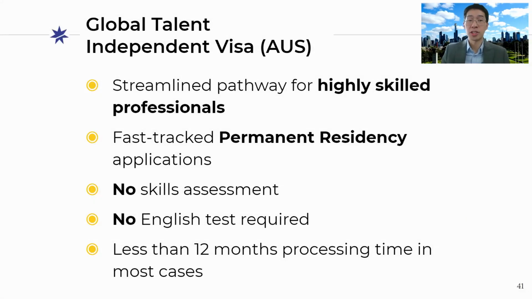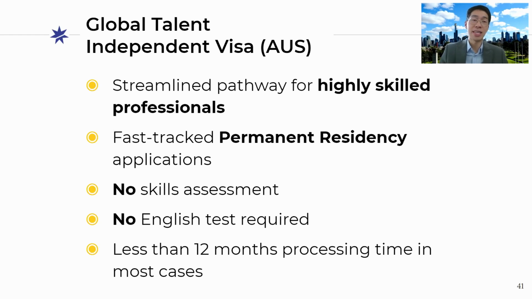Before I get to the questions, I'd like to just touch base on this visa type here. I didn't cover it earlier. Specifically for Australia, it's called the Global Talent Visa. It is good, first of all, if you're above 45 and below 55, yeah, this is one potential option for you. It is a streamlined pathway for highly skilled professionals and is a fast-tracked permanent residency application. There's no skills assessment, there's no English test required. In most cases, it is processed within 12 months.